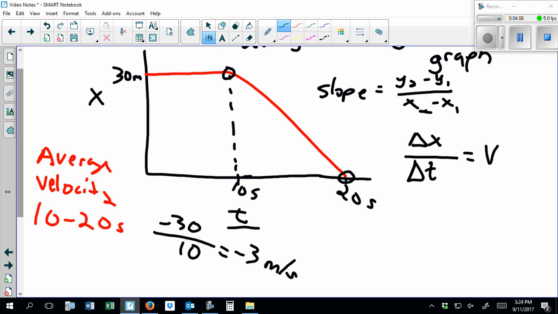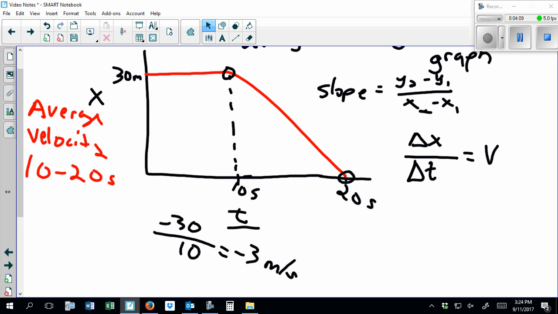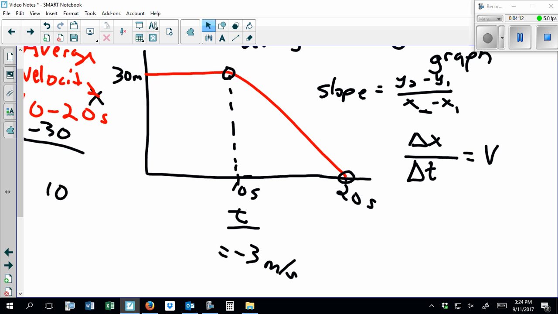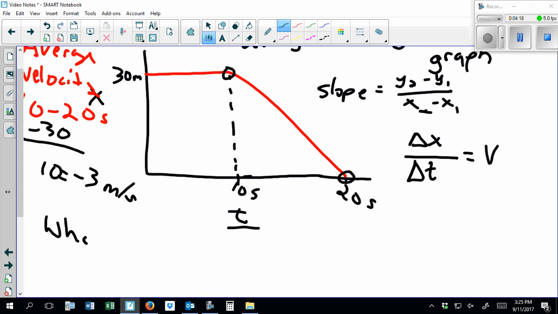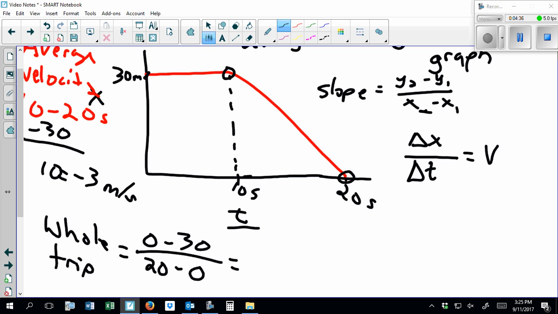If I wanted the average velocity for the whole trip, let's say, I'm going to scoot some of this stuff out of the way. For the whole trip, I would still do the same thing. I do my final position, which was 0 meters, minus my initial position, which, as you can see there at the top, is 30 meters. And my time, my final time for that whole trip is 20, and I started at 0. So my average velocity for the whole trip would be 30 over 20, negative because of this negative there. So negative 30 over 20, or negative 1.5 meters per second.